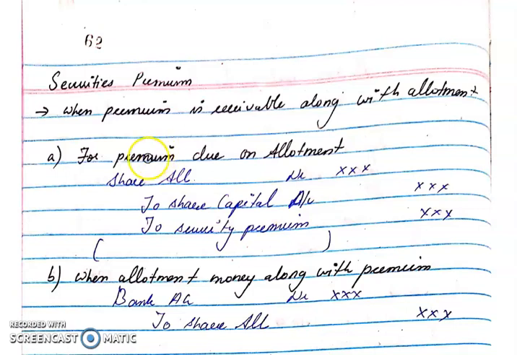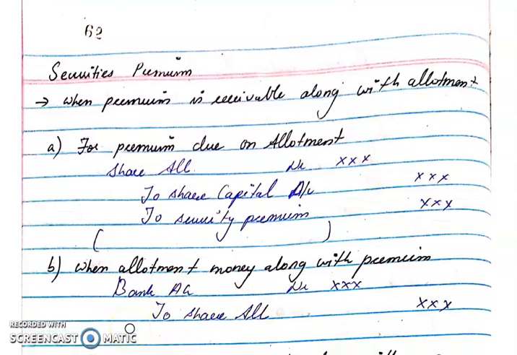So in such a case, you will have this journal entry. For premium due on allotment, it will be share allotment account debit to share capital account and security premium. A similar entry will be made for the first call. So instead of share allotment, you will have share first and final call. Then the second entry, which you already know, is when the allotment money is received: bank account debit to share application.